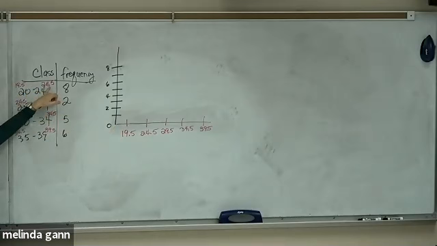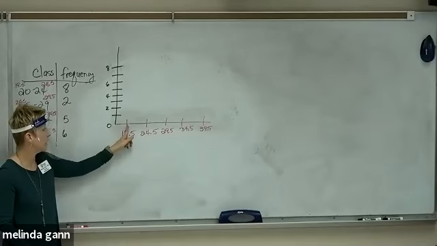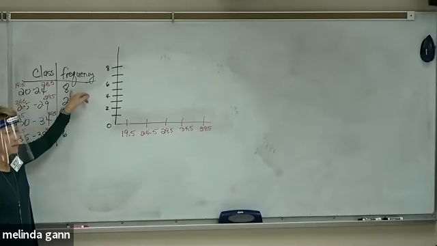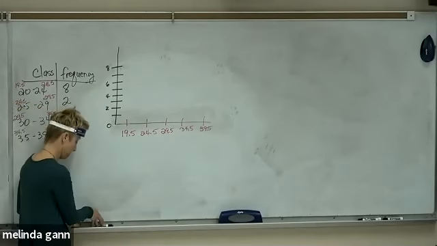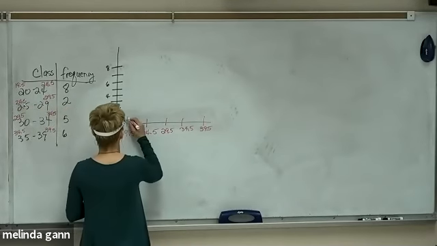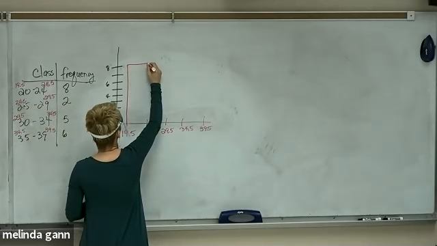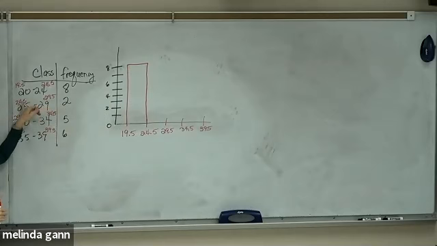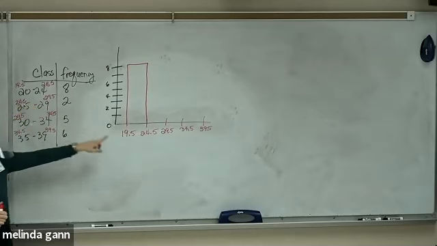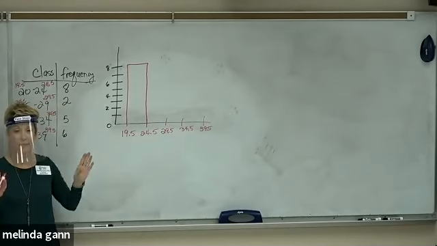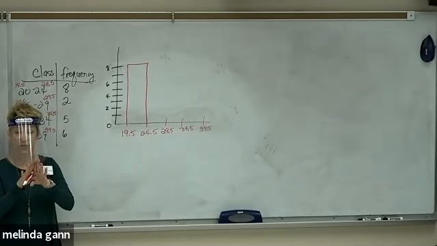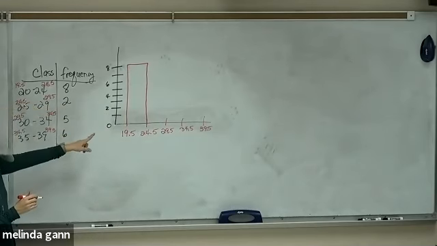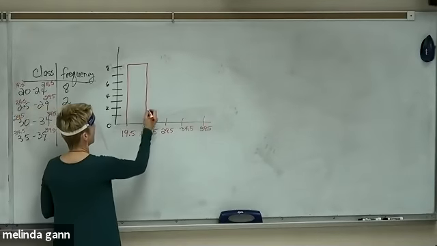So your first class goes from 19.5 to 24.5. So between here and what? How high should I draw the bar? 8. Now, what does the next one start with? 24.5. What did that one end with? 24.5. So what's going to happen with these bars? They're going to touch. Because this one goes from 24.5 to 29.5. How tall do I draw that bar? Just 2.